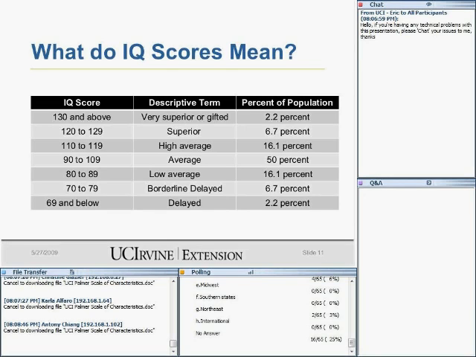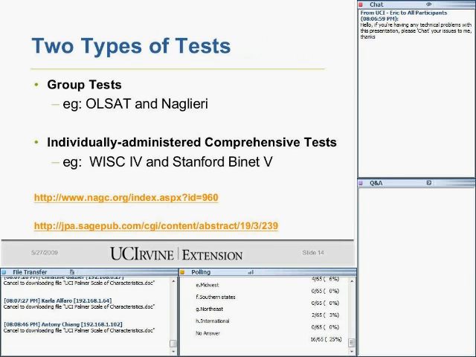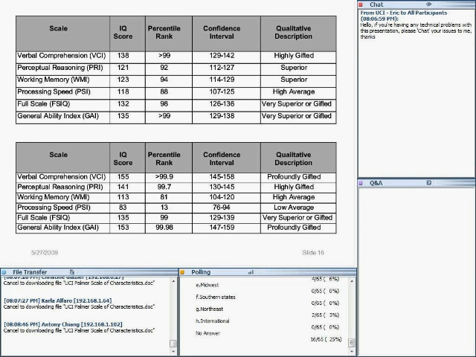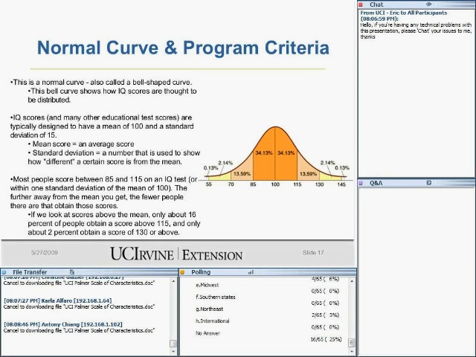Okay, I'm going to move on to the next slide. So what do IQ scores mean? I moved on to slide 11, but what I'm going to do is just fast forward here to slide 17. I'll try to keep it on there. Slide 17. And that's a normal curve.